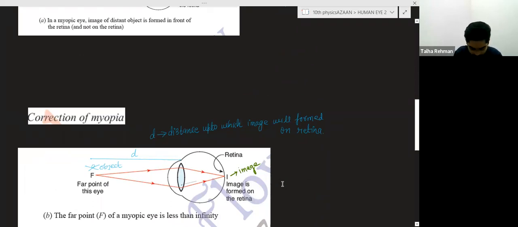After that there is another eye defect, hypermetropia. Basically, in myopia the person is able to see the nearby object clearly, but the distant object he or she cannot see clearly. But in hypermetropia the case is opposite. The distant object the person can see clearly, but the nearby object cannot be seen clearly by the person.